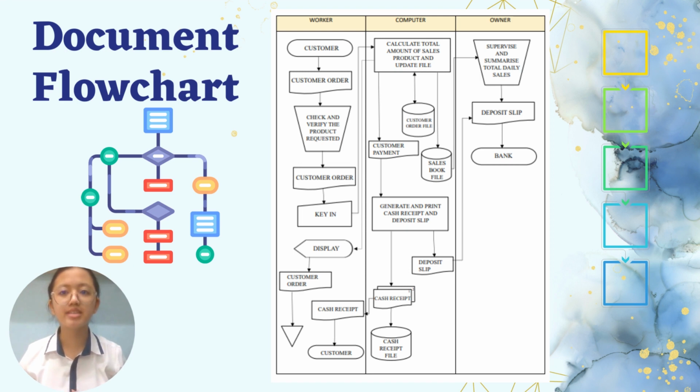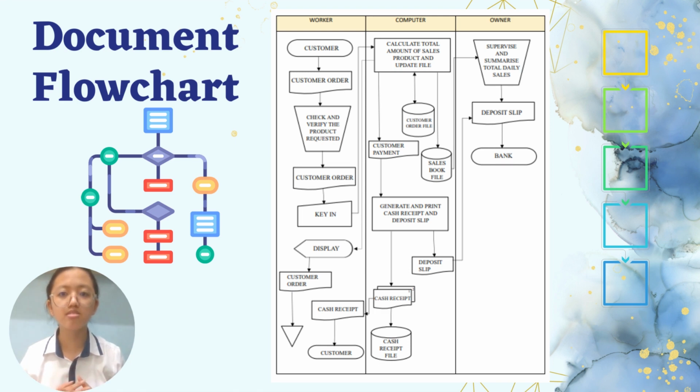I would like to explain the document flowchart of Kitarimera Fish Shop. There are three internal entities for the shop, which are worker, computer, and owner. First, the customer will visit the shop and give orders to the worker. After the worker receives the customer order, he checks and verifies the product requested by the customer. Then, he keys the customer order into the AutoCount POS system.